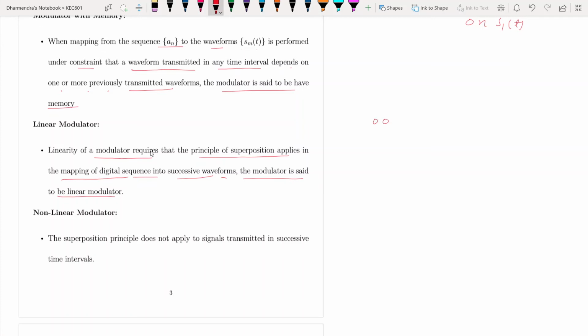Suppose 00 is mapped to S1 of t, and 10 is mapped to S2 of t. If you combine 00 and 10, for a linear modulator, this is S1 plus S2 of t. Otherwise, the modulator is not a linear modulator. By default I will call it a nonlinear modulator. The superposition principle doesn't apply to signals transmitted in successive time intervals. Okay, suppose this is transmitted between 0 and TB, and this is transmitted TB to 2TB, like this. TB is the bit interval, TS is the symbol interval.